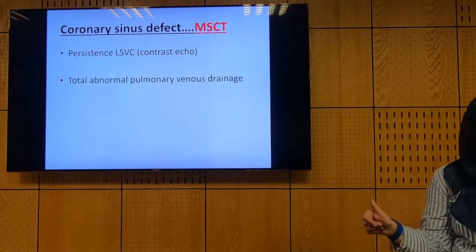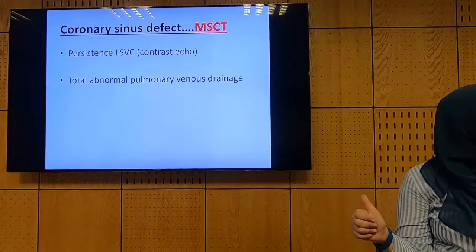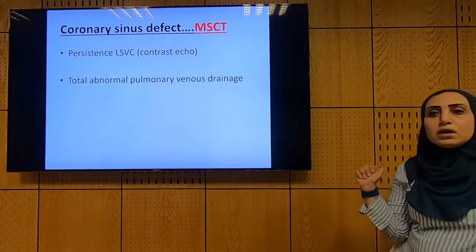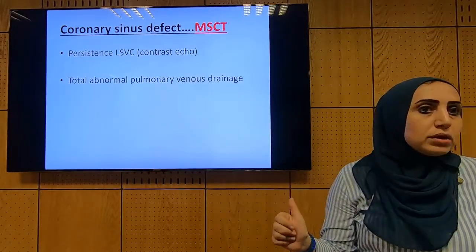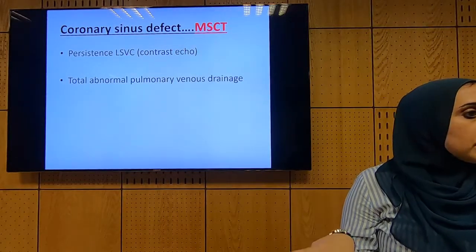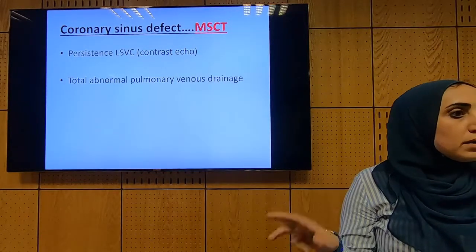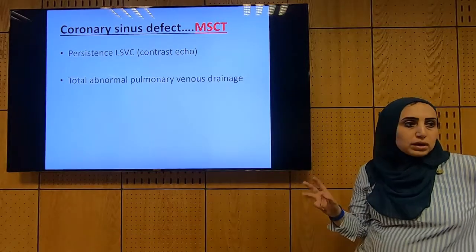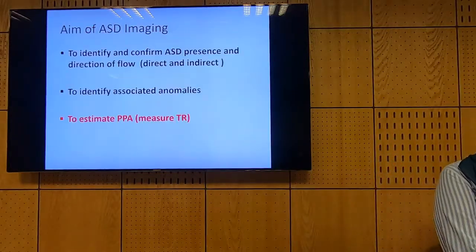So you have to confirm the type. In the primum, we have to confirm whether there is a cleft in the mitral valve or not. In the secundum, what about the pulmonary valve and what about the mitral valve? In the sinus venosus defect, what about the pulmonary veins? In the coronary sinus, do we have or don't we have a left SVC?